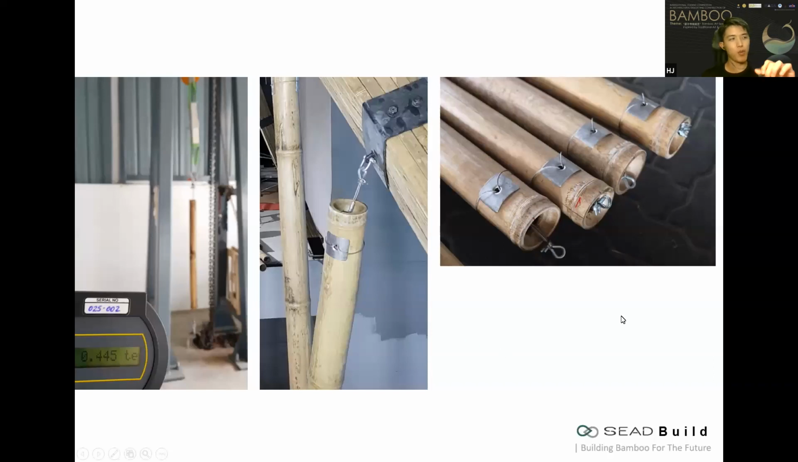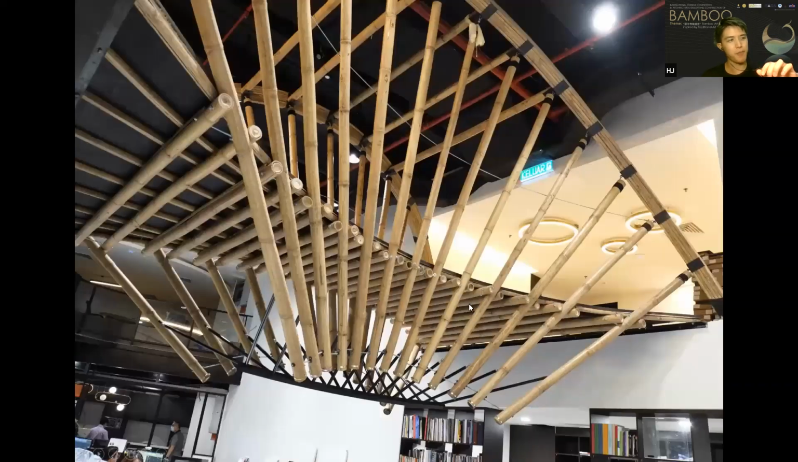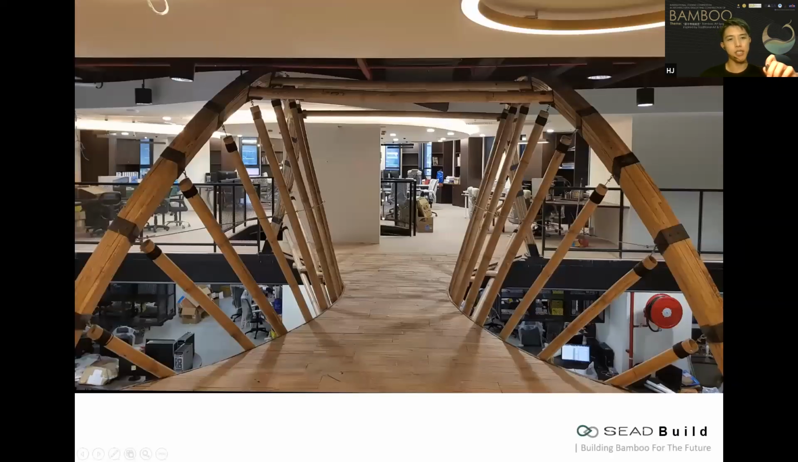Altogether, there were 26 pieces of these tension members around the bridge. If you add that together, that's a hypothetical load capacity of about 11 to 12 tons. This is the picture before we handed it over to the client.